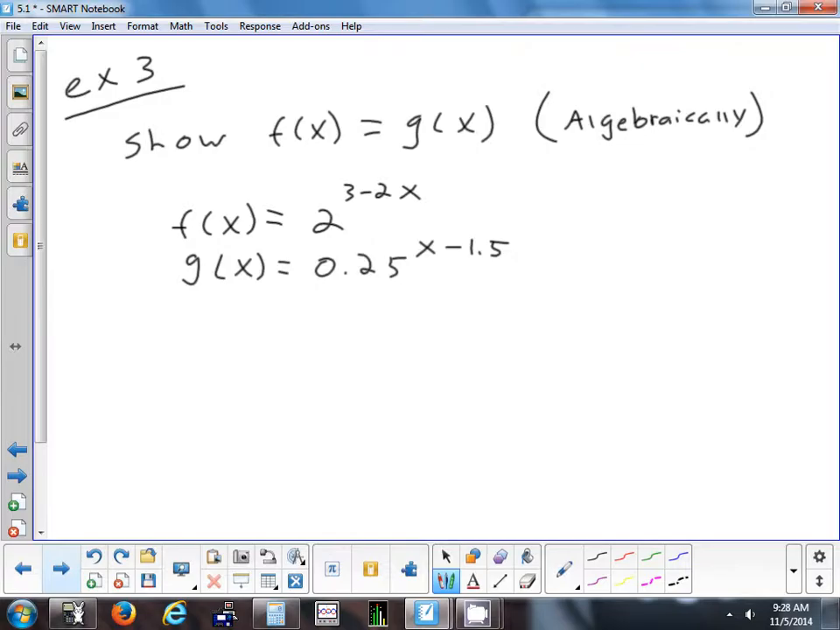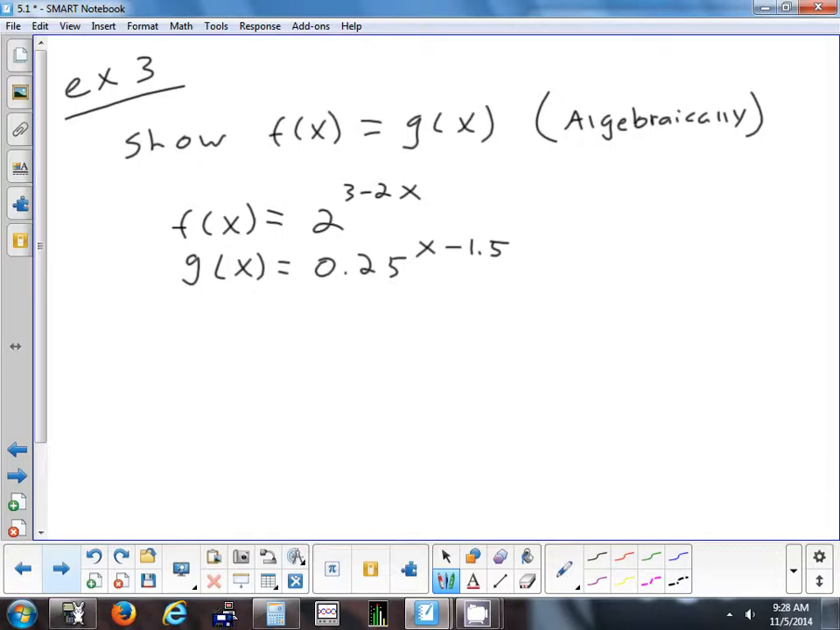So the next one they want us to do is show that these 2 functions are really identical. And they are. They are the same thing. They look very different. But it's important if you're given 2 things that look different to figure out if they really are the same.